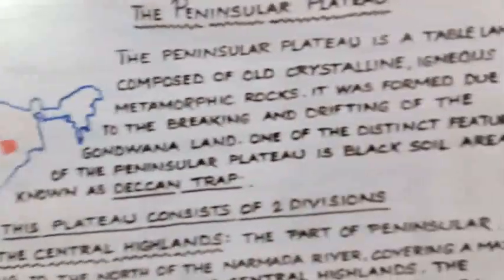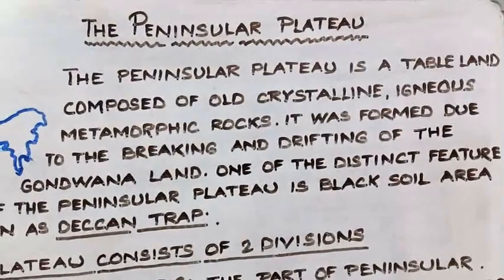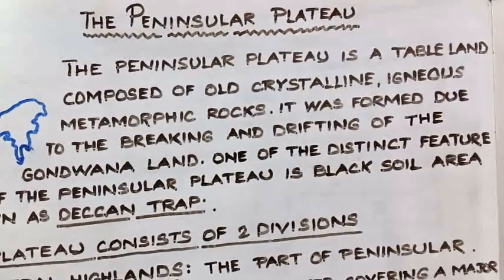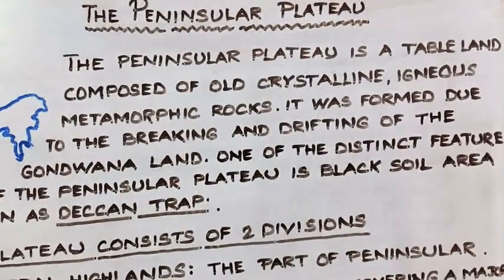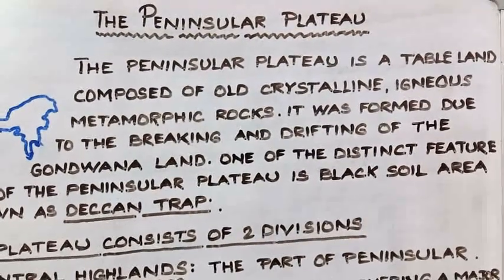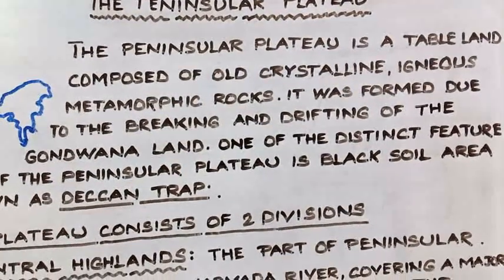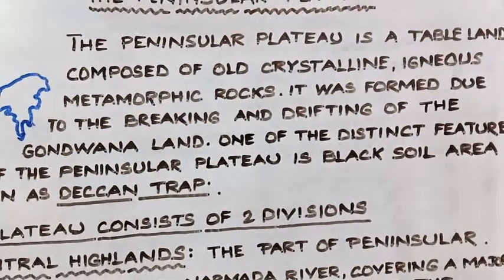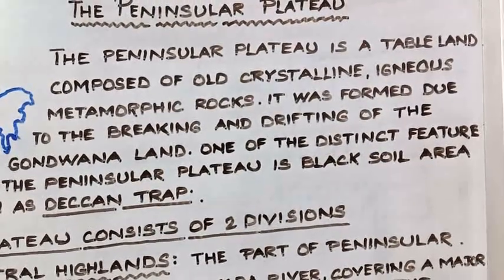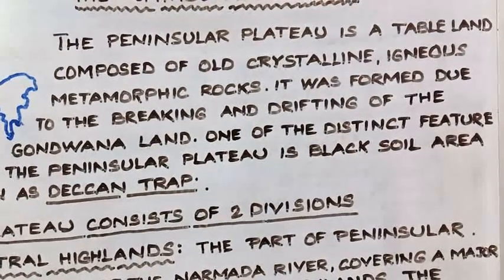Now let's come to the peninsular plateau. The peninsular plateau is a tableland. So what is a tableland? Tableland is a flat land on the top of a mountain. It is composed of old crystalline, igneous and metamorphic rock. So the composition of this plateau or tableland is formed by crystalline, igneous and metamorphic rock.